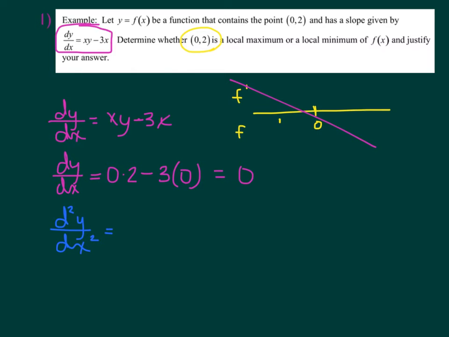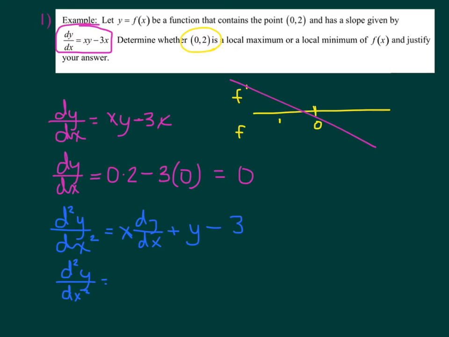All right, so it looks like I have to use the product rule with xy. So that would be x first times the derivative of y, which is dy dx, plus y times the derivative of x, which is 1, minus the derivative of 3x, which is 3. All right, so let's go ahead and fill in what I know now.